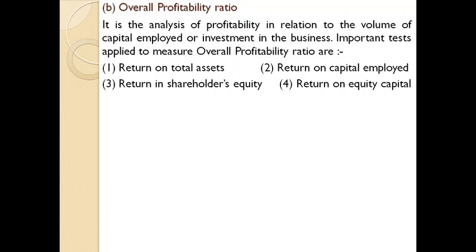Even though the previous ratios are for external as well as internal users, under overall profitability ratios, these ratios are mainly for internal purposes, or the internal users. So let's discuss in detail the various ratios that come under overall profitability ratios. First one, return on total assets.